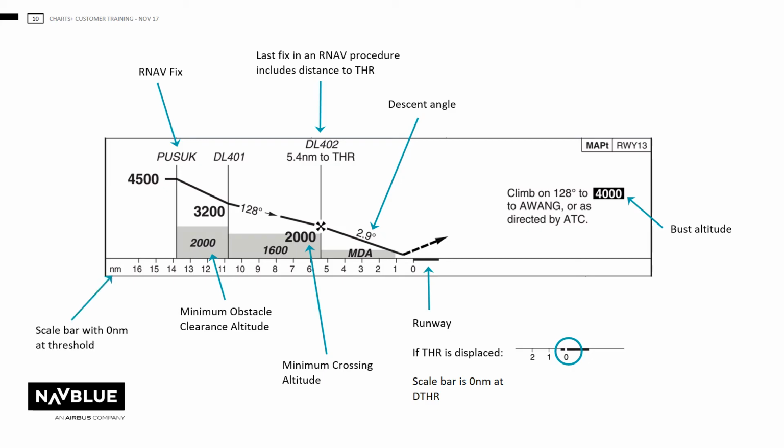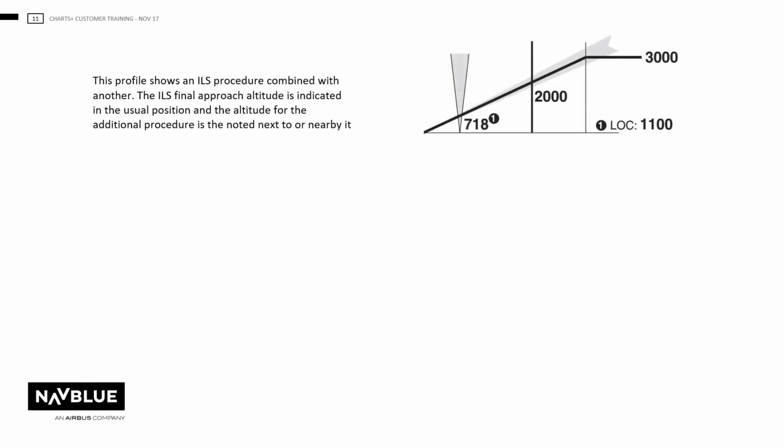The scale bar at the bottom are distances in nautical miles from the threshold or displaced threshold. NavBlue will not show distances after the threshold or displaced threshold. Here is an example of a profile with combined procedures.